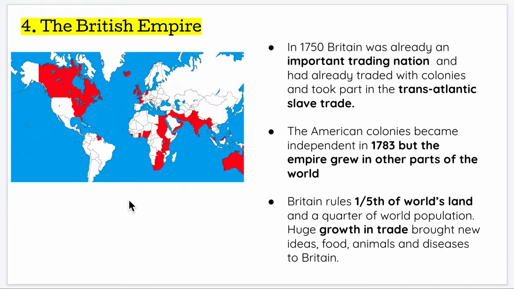And this is important because of the huge growth in trade that came from this. So it brought new plants, animals, foods and ideas, and it also brought new diseases to Britain. So Britain was so powerful at the time, and as you can see from the map, it shows the extent of the empire at the time, which meant that they were able to get hold of more goods.